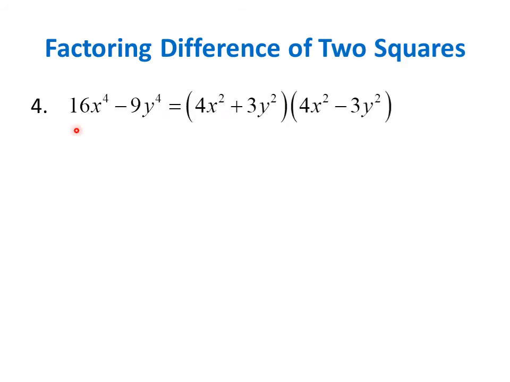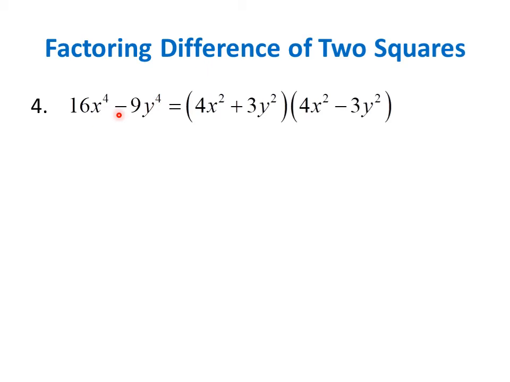Fourth example, let's say we have to factor 16x to the 4 minus 9y to the 4. First question is, do we have a common monomial factor? The answer is no, because 16 and 9 do not have a common monomial factor. And the variables x and y are different.